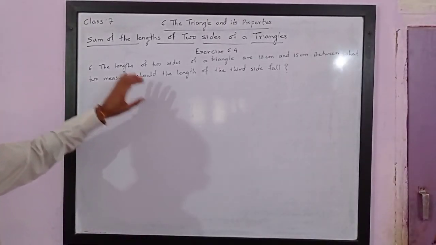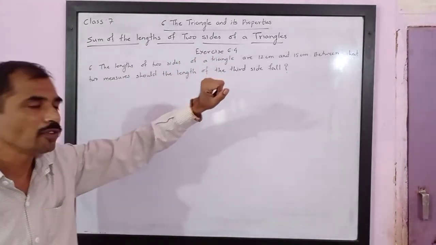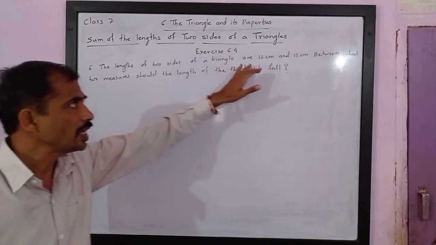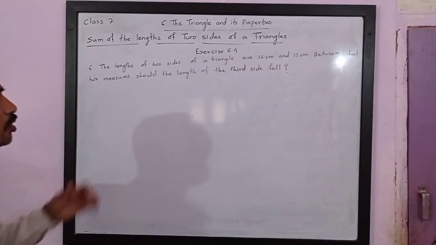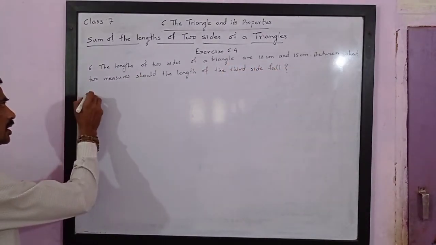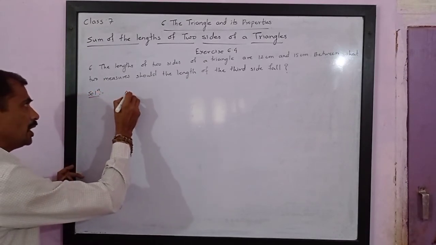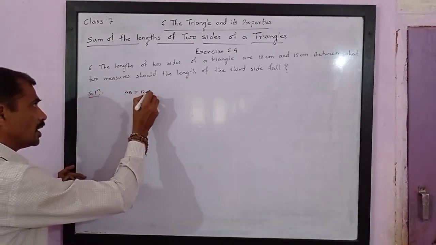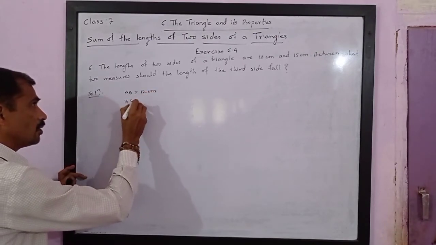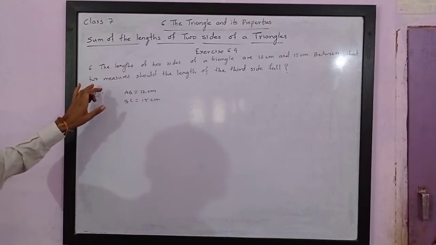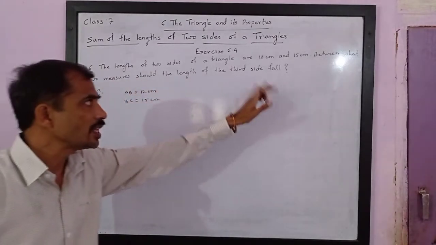Dear friends, we are solving the problems from exercise 6.4 and the last question is: the lengths of 2 sides of a triangle are 12 cm and 15 cm. So 2 sides are given to us, and we will consider their names as AB equal to 12 centimeters and BC equal to 15 centimeters. Between what two measures should the length of the third side fall?